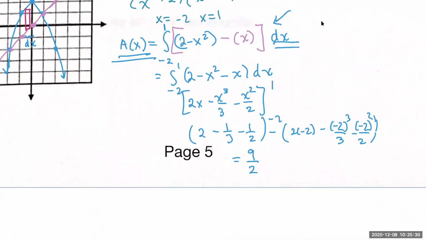If you didn't get 9/2, maybe think about where you went wrong. It could have just been evaluating the fraction, but first check to see if you have the correct antiderivative. Did you plug 1 in and then subtract what you get when you plug -2 in? So double check that. I'll give you a moment.